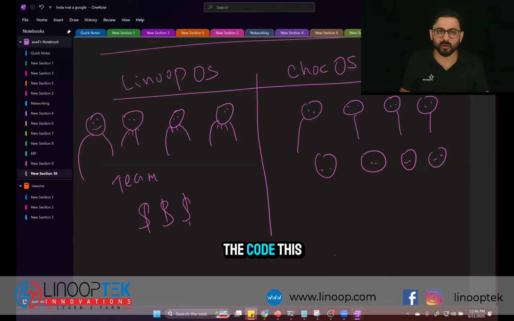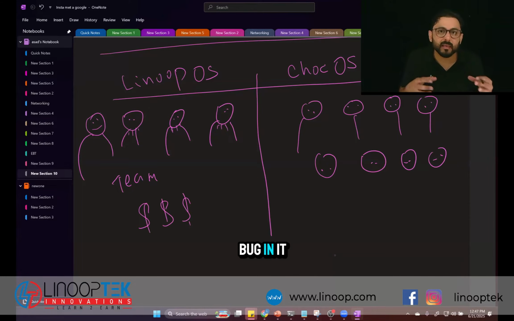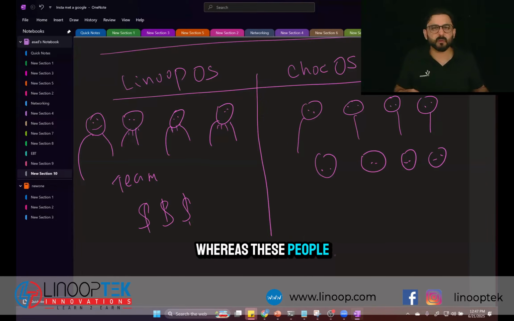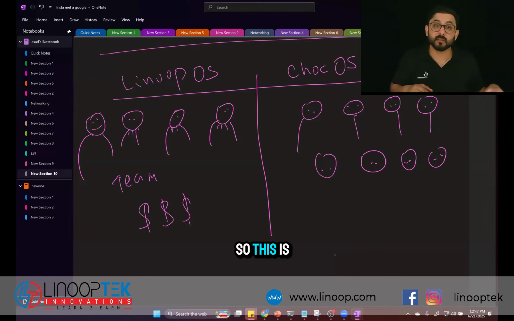They care about the code. This is their baby. Every time they find a bug or a problem, they will quickly want to jump onto it to fix it. Whereas these people, they're always negotiating their salaries, coming back to me saying, hey, you know what? You're the one who's making a lot of money. You got to give us more money, blah, blah, blah. Anyway, so this is the mentality, ladies and gentlemen. That's why you have the open source operating system, which is the best of the best.